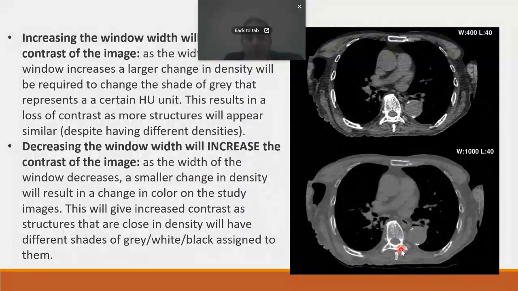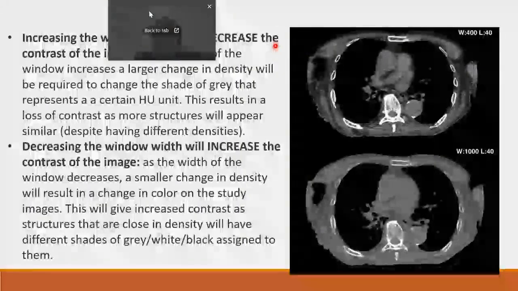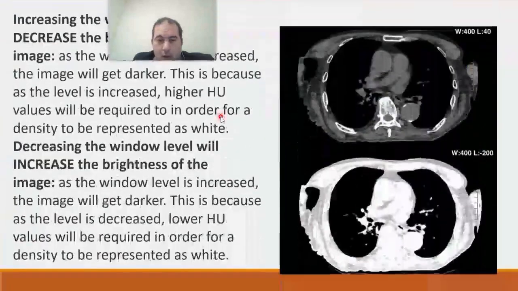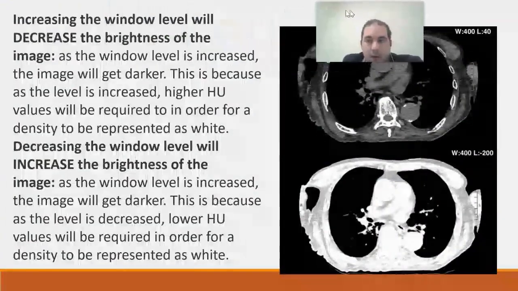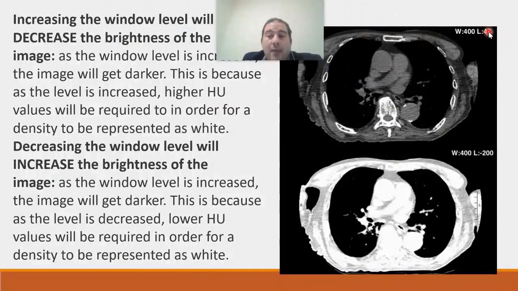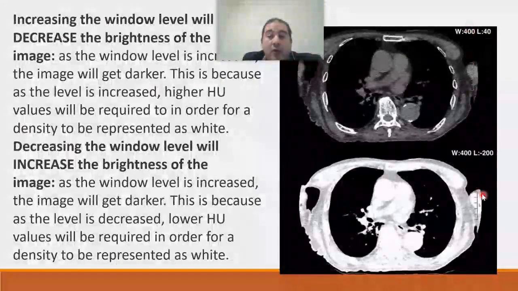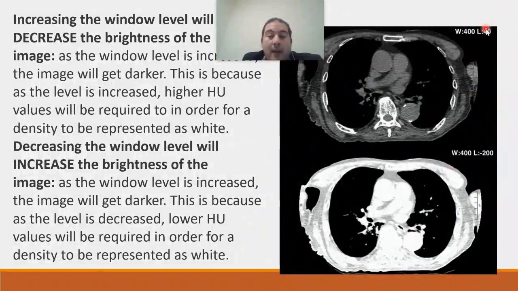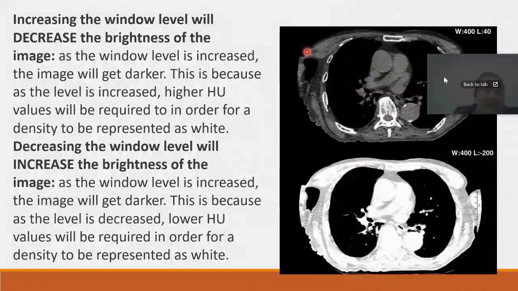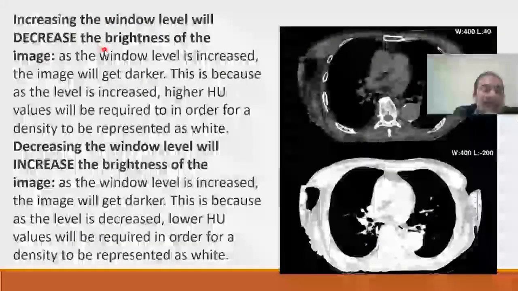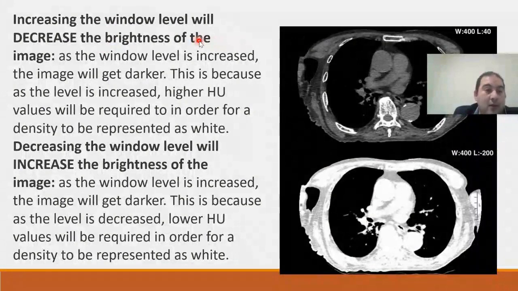Now, if we talk about the effect here, for example, if I increase the window width to 400 and also kept it at 400, but I changed the window level from 40 to 200, it was said that increasing the window level will decrease the brightness of the image. Why? Because you are moving from the level. Your authority is the level. Why is that? Are you moving from the level?